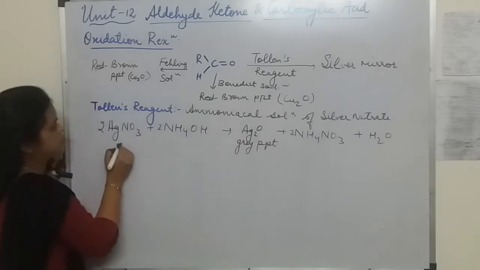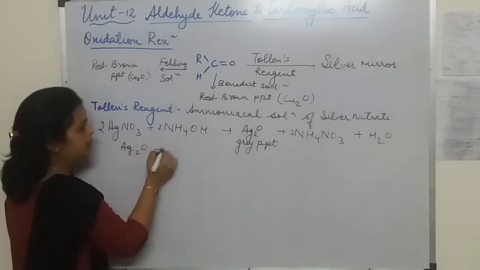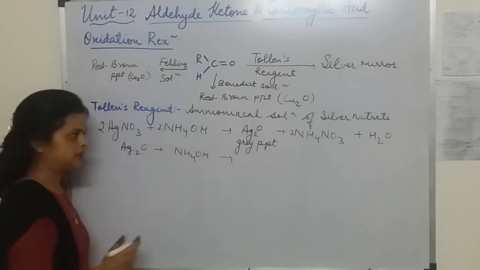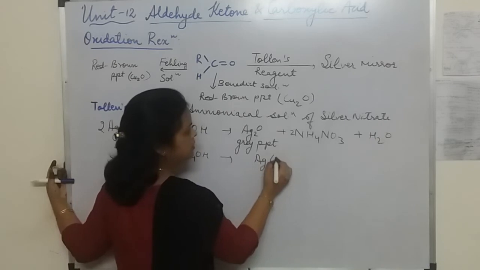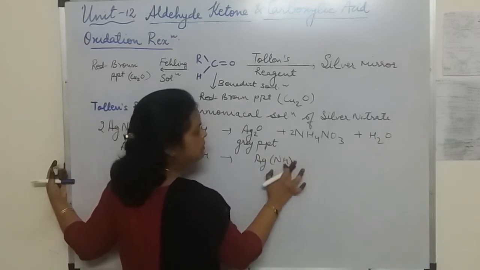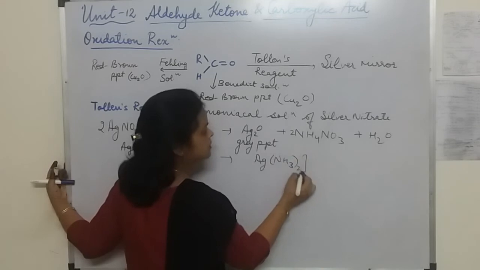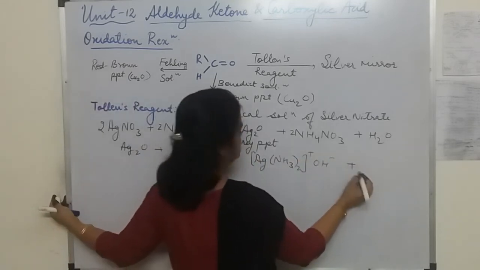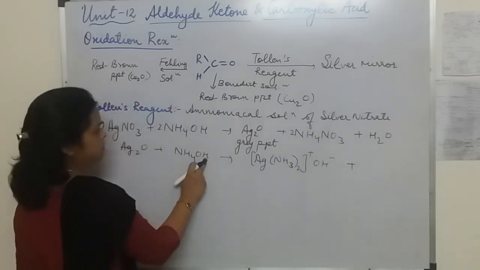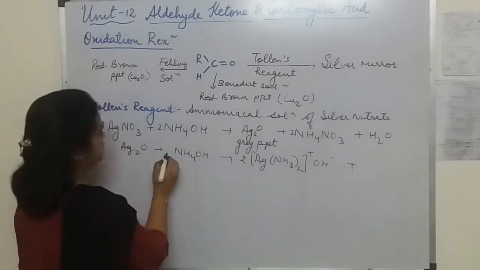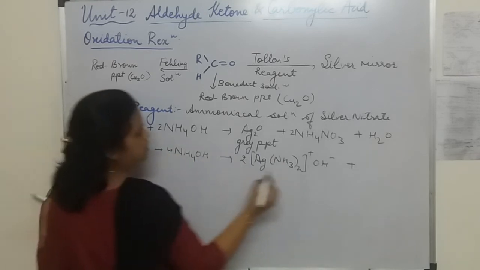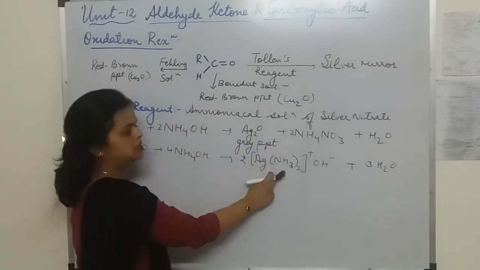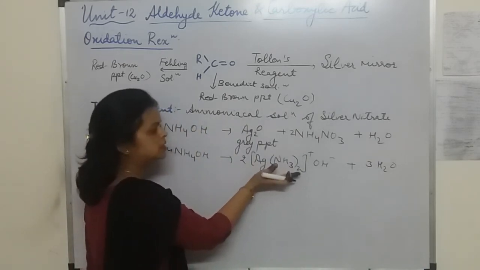Now this Ag2O again combines with NH4OH, and it forms a complex, Ag(NH3)2 whole twice. Along with this, we are going to have water molecules. Here we are going to write 2 AgNO3 and 4, and we will get 3 H2O. So this is ammoniacal silver nitrate solution. This is the Tollens reagent.